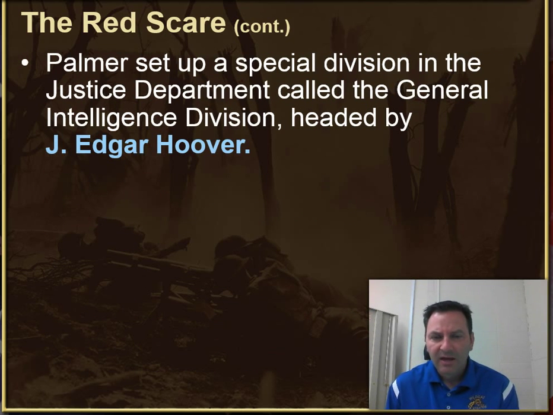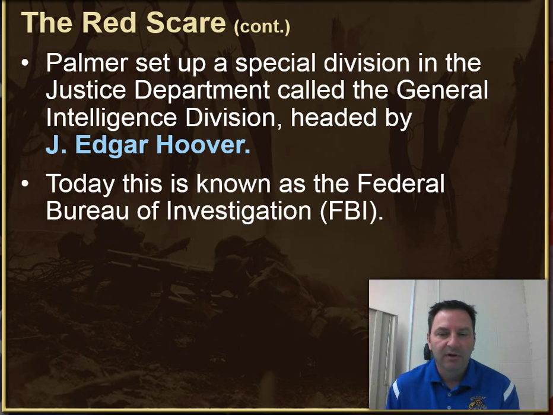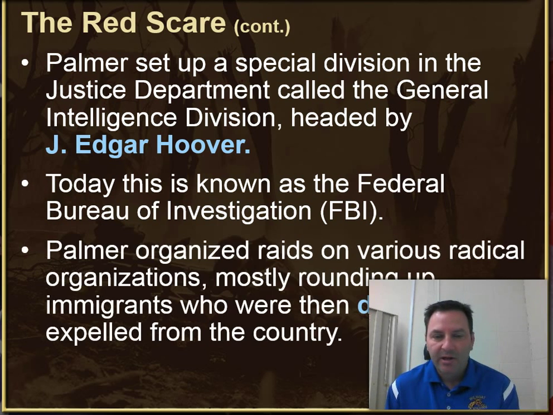So Palmer set up a special division in the Justice Department called the General Intelligence Division, headed by J. Edgar Hoover. Today, this is known as the Federal Bureau of Investigation, or the FBI. Palmer organized raids on various radical organizations, mostly rounding up immigrants who were then deported or expelled from the country, most of the time on very little evidence.